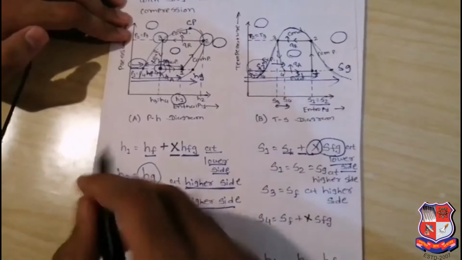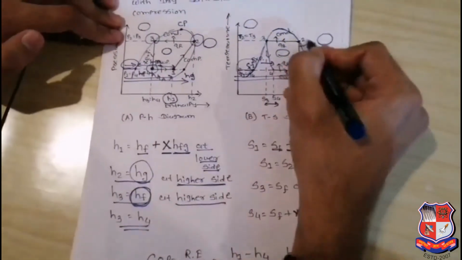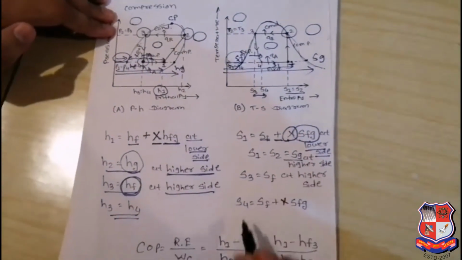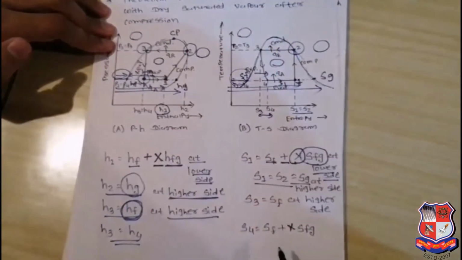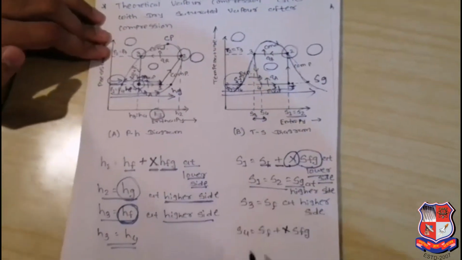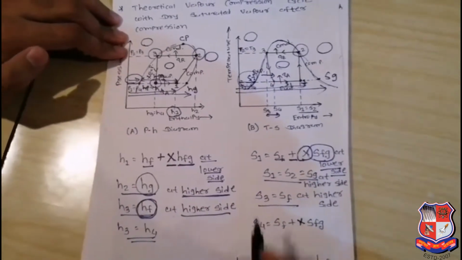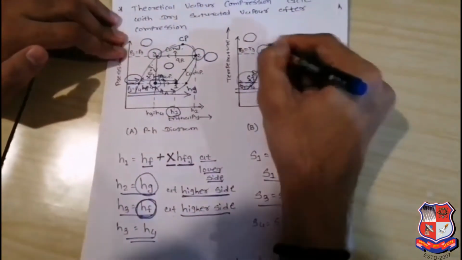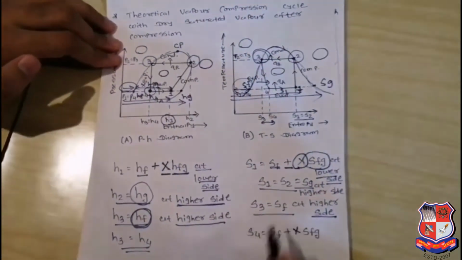Now we are going to discuss the S2 point. S2 is on the saturation curve, on the vapor side, so you can directly take S2 equal to Sg. Or we can also say that S1 is equal to S2, because in an isentropic compressor process the entropy remains constant. You can directly take S3 equal to Sf. Why Sf? Because Sf is the entropy of the liquid side, which we can directly find on the saturation curve, on the higher side, so you can directly take S3 equal to Sf.